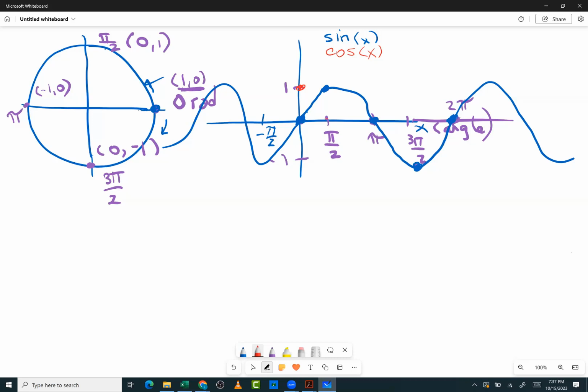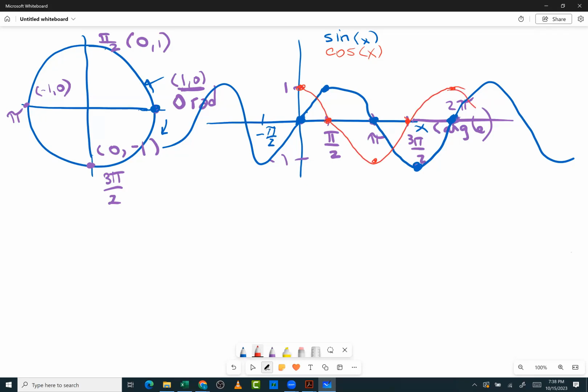What's my x value at pi? -1. What's my x value at 3 pi over 2? 0. And what's my x value at 2 pi? 1. Perfect. So now this is what the cosine graph looks like.